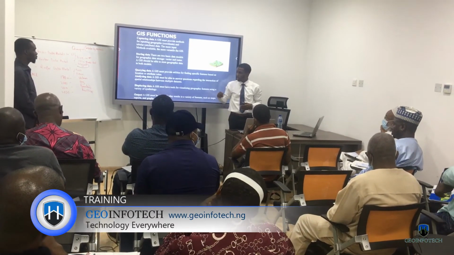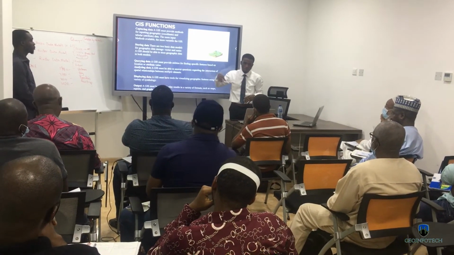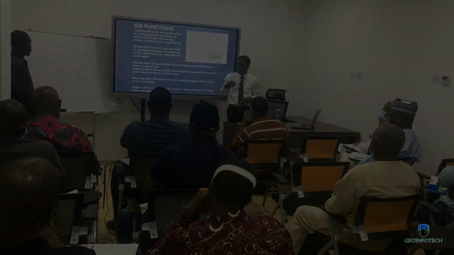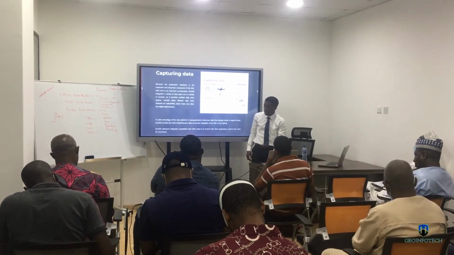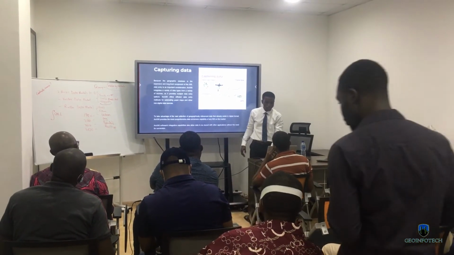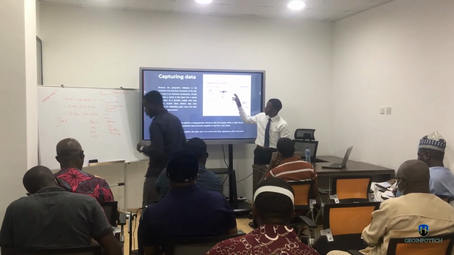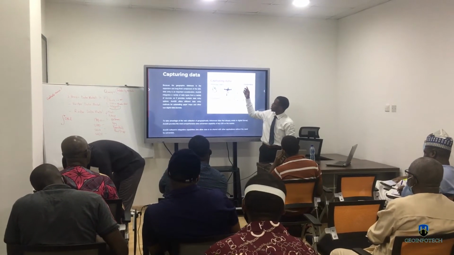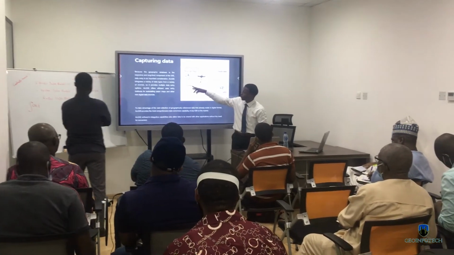You get? So there are some basic things that I believe some of us have done way back, but I want to make sure that every one of us knows the functions of GIS. We've talked about what capturing is all about. That's part of the functions of GIS. We talk about capturing data. So we said capturing data, these are some of the ways you can capture data. You can use a drone, you can use a digital camera, you can use GPS, you can use satellites, and you can use it in form of coordinates.